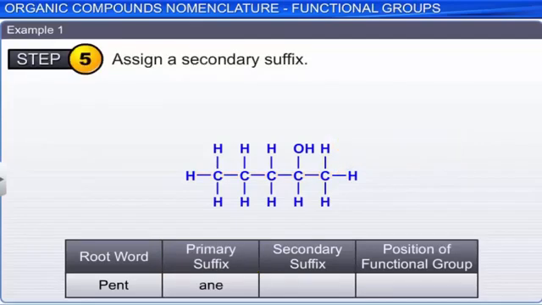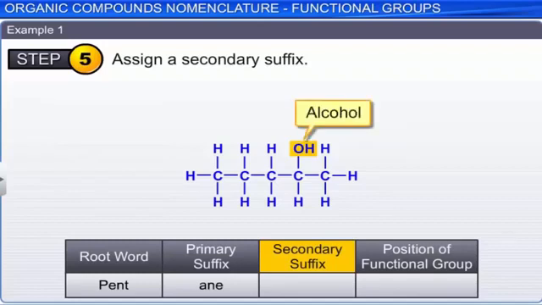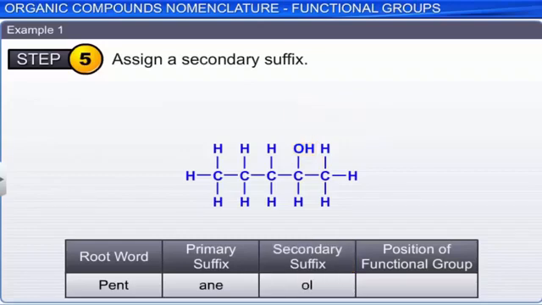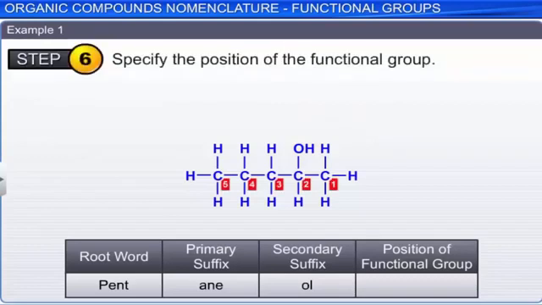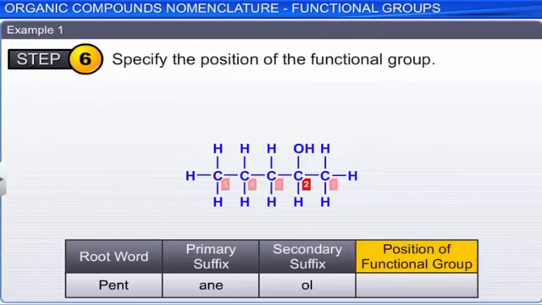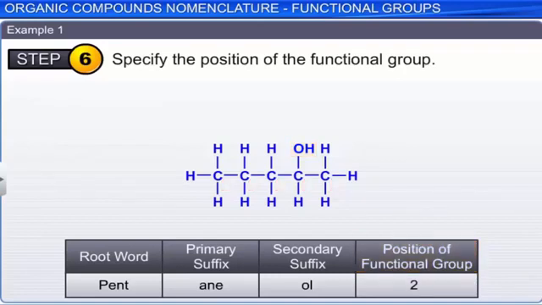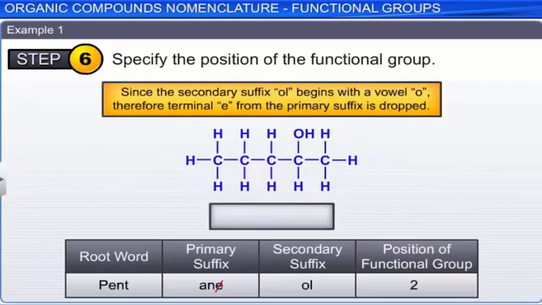Step 5. Assign a secondary suffix. The functional group is OH, that is alcohol. Hence, the secondary suffix will be ol. Step 6. Specify the position of the functional group. The functional group OH is present at the second position. Hence, the position of the functional group will be 2. Thus, the name of the compound is pentan-2-ol.